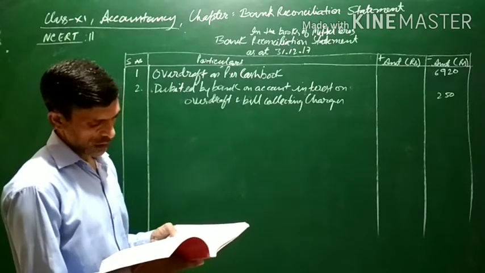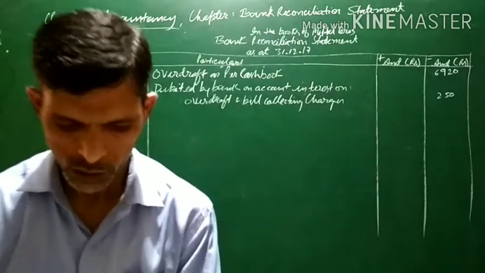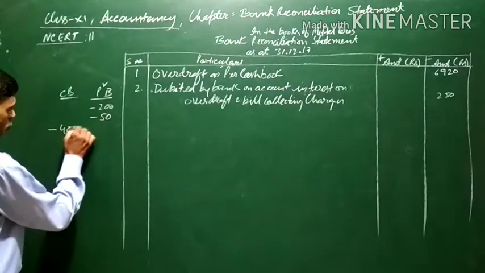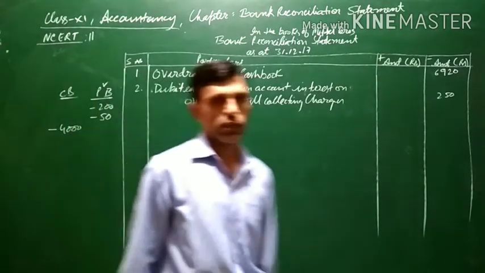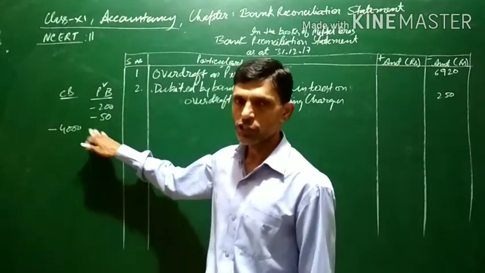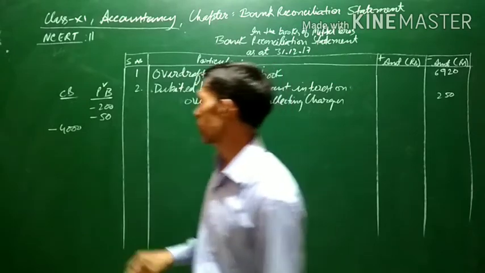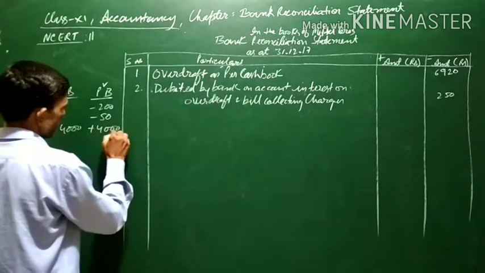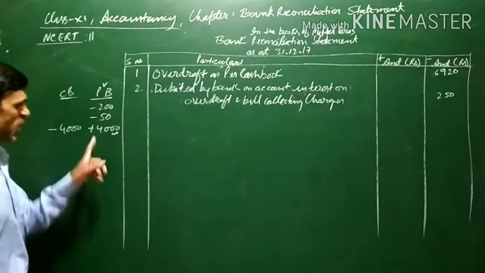Checks drawn but not encashed. A check has been drawn for 4,000. Check drawn means there will be a deduction of 4,000 reflecting in the cash book, but it has not been encashed, so there will be no deduction or lesser balance in the passbook. There will be an excess balance of 4,000 reflecting in the passbook.